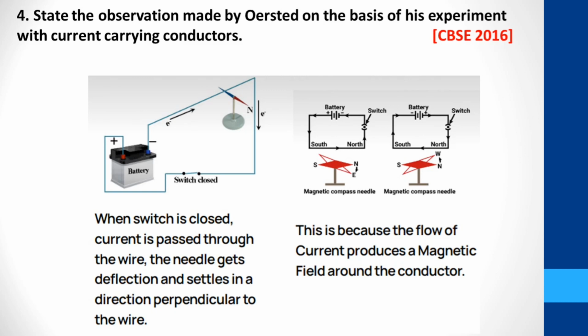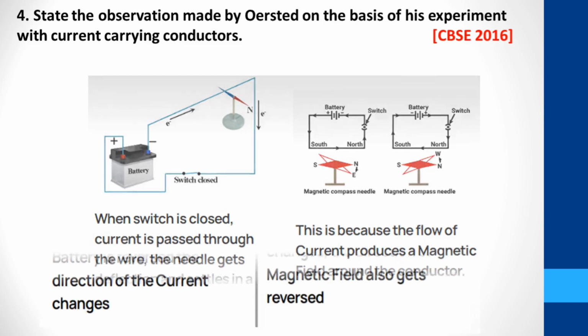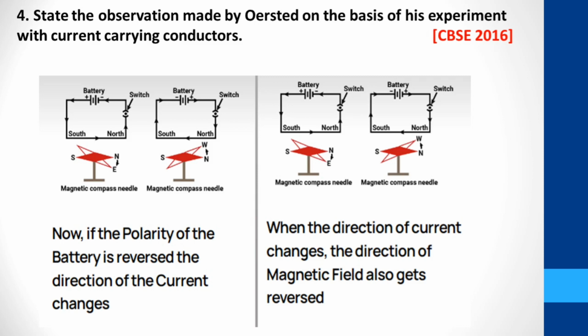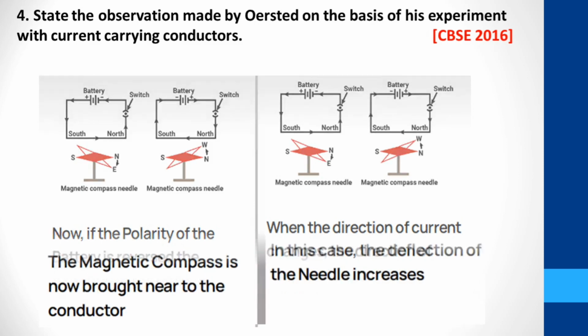He also observed that when the polarity of the battery is reversed, the direction of the current changes, and this results in a change in the direction of deflection of the magnetic compass needle also. That means when the direction of current changes, the direction of the magnetic field also changes.